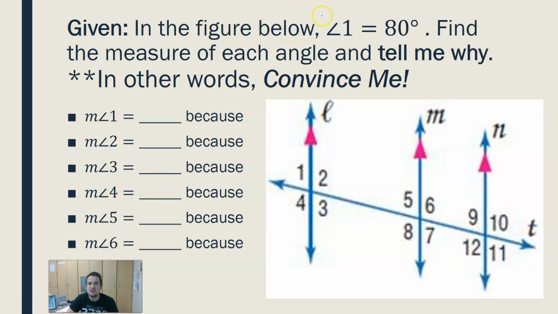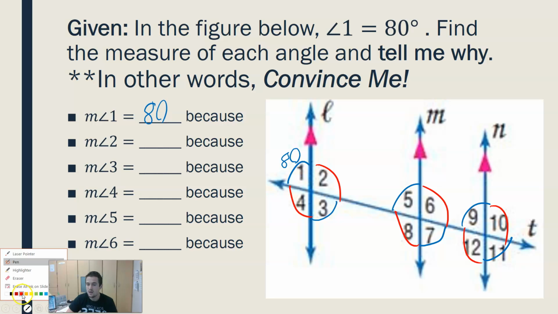Okay. So again, I don't want to beat a dead horse, but just so we can make sure we're on the same page, in the figure below, angle 1 is equal to 80 degrees. So this angle right here is 80 degrees. And notice, based on that color coding that I showed you at the beginning of this lesson, that all of these angles right here are going to be 80 degrees. And all of these angles right here are going to be supplementary to those angles. Okay? So notice here, measure of angle 1 is 80 degrees.